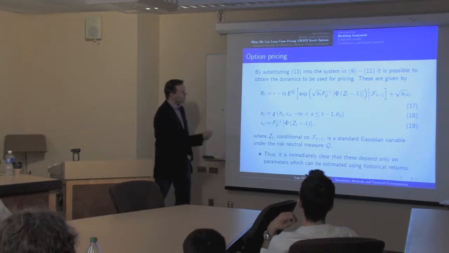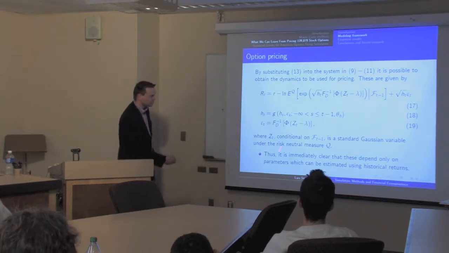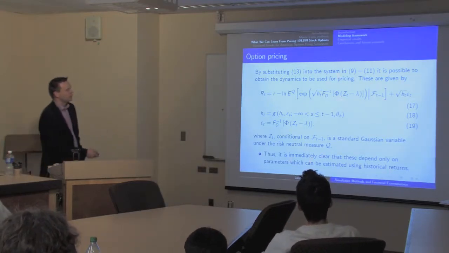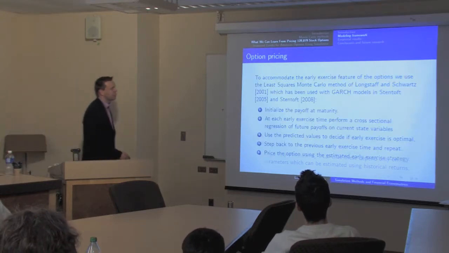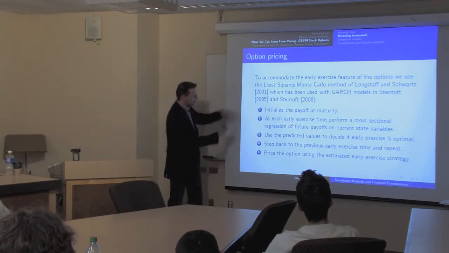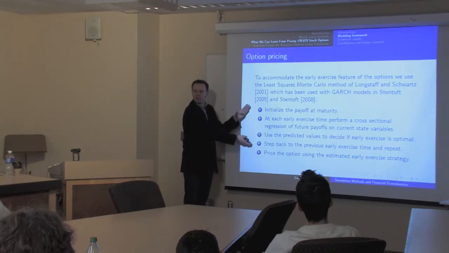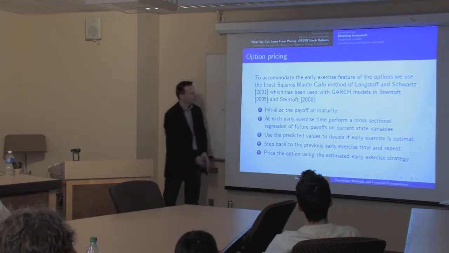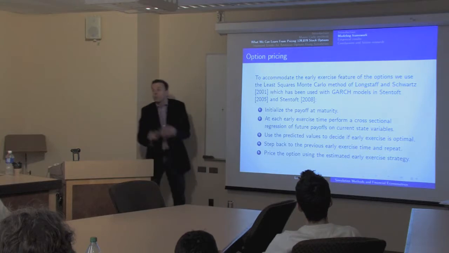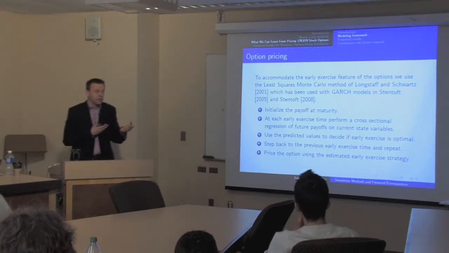Okay, so now I can do this. I can simulate these things. Okay, I can estimate all the parameters. It's pretty straightforward to deal with, and I can start pricing these assets. This basically sums up that regression-based method that I talked about before. Initialize payoff at each point when you can exercise. You think about, should I exercise or should I hold?